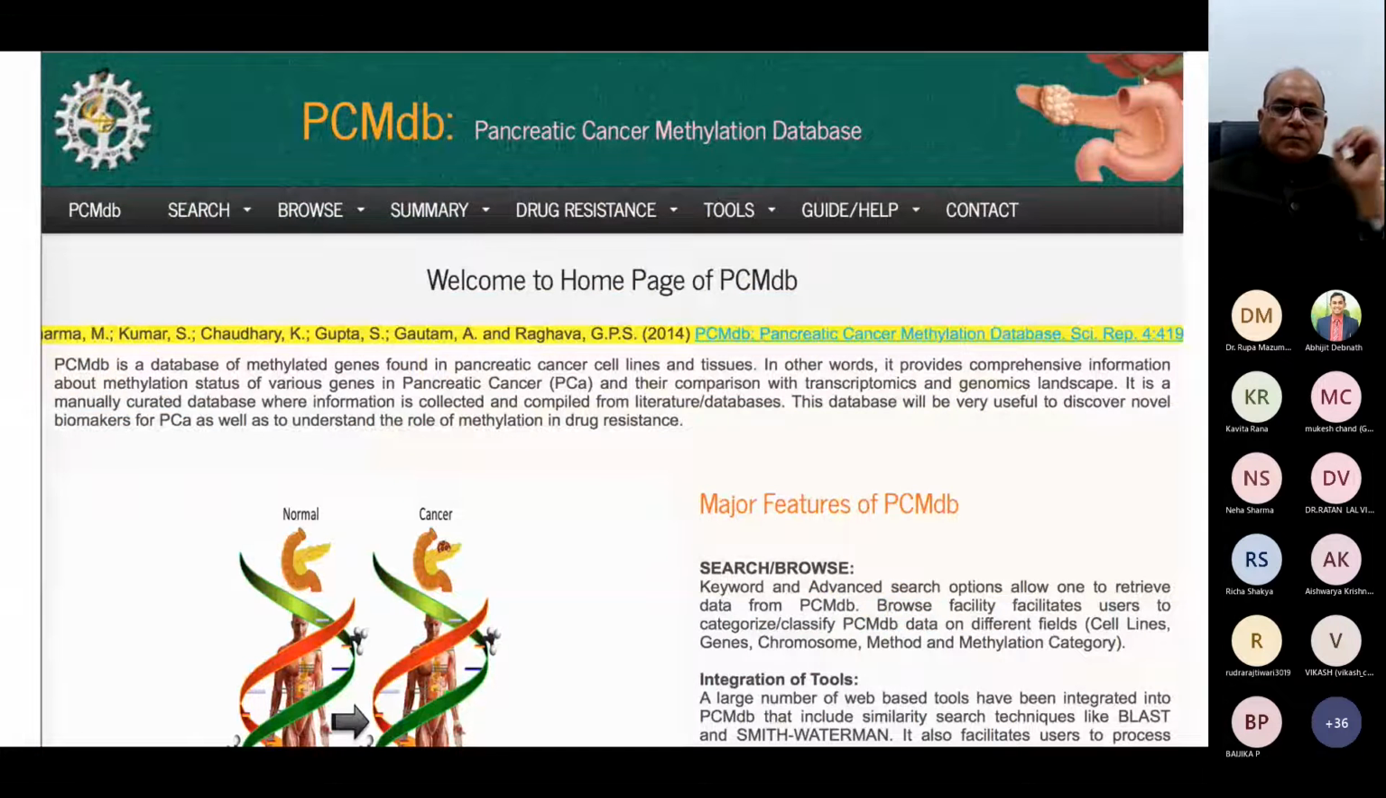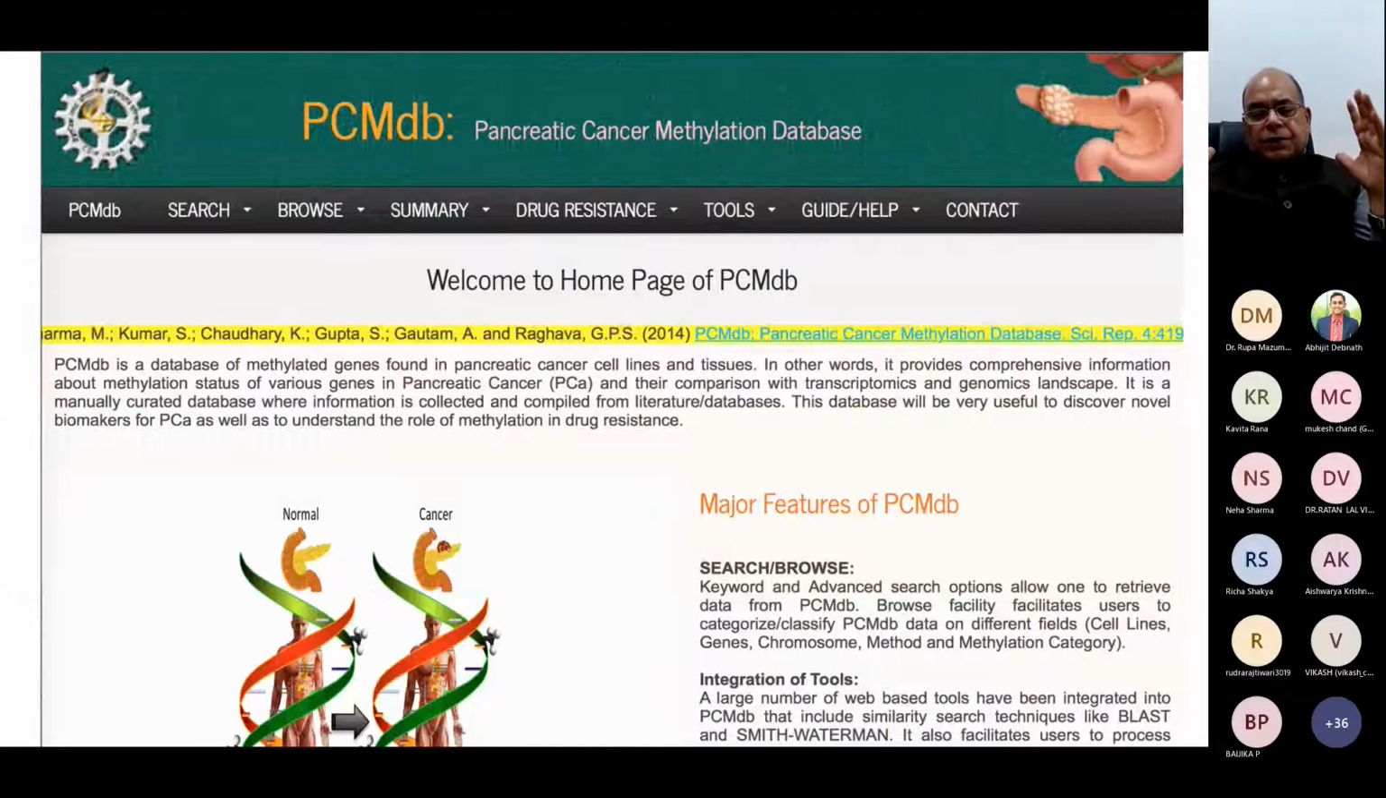Similarly, we worked on other things, like cancer oncology genes, where we worked on a pancreatic cancer methylation database. What we did was collect methylation-related information, the methylation status of genes in pancreatic cancer. So this database again provides the complete picture. Please remember one thing, it's very easy to use these databases.